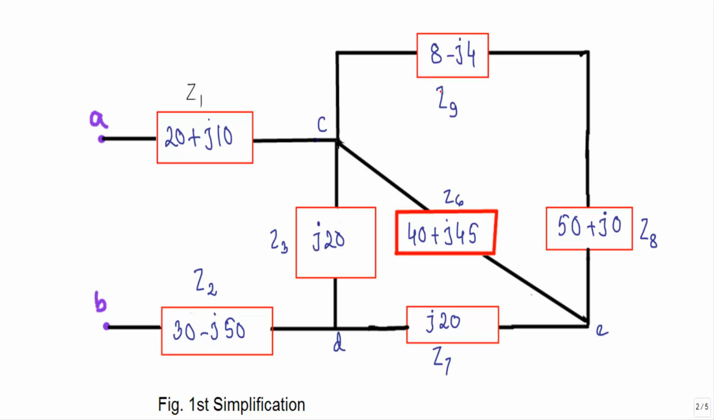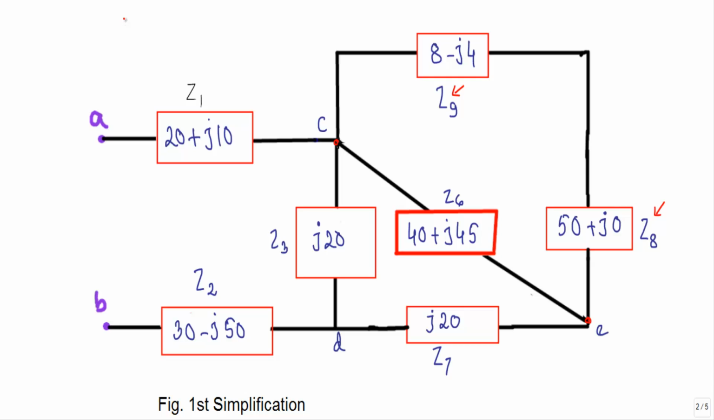See, I have replaced Z4 and Z5, their parallel impedance, with their equivalent impedance of 8 minus J4. Now look at terminal C and terminal E. You will see within these two terminals I have the impedance Z9 and the impedance Z8. They are connected in series.